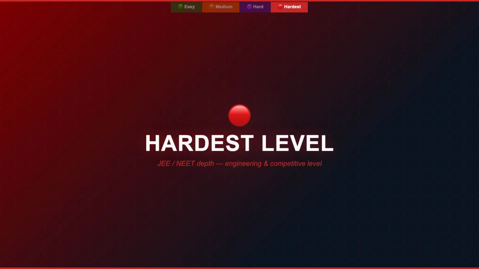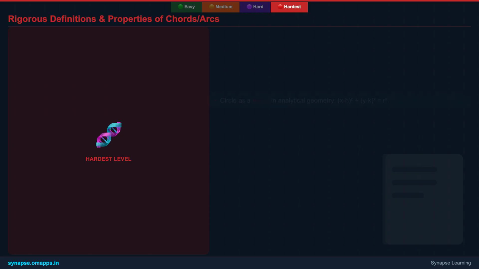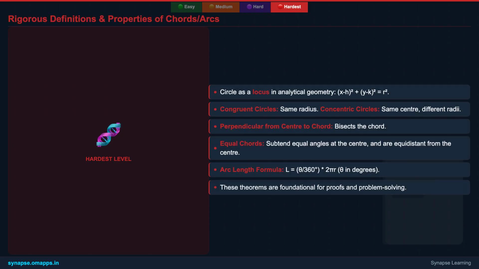You've mastered the fundamentals and intermediate concepts. Now, get ready for the ultimate challenge. In this hardest section, we'll explore competitive depth, engineering insights, and advanced theoretical connections related to circles. Let's begin with a rigorous look at definitions. A circle is truly a geometric locus defined by an algebraic equation, setting the stage for analytical geometry.